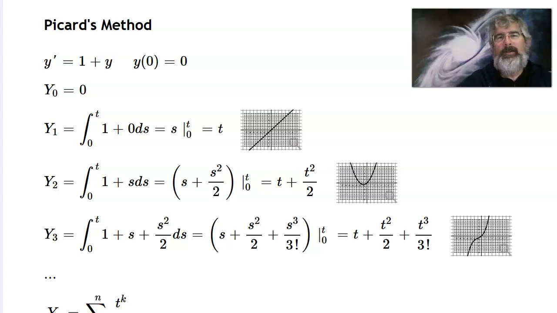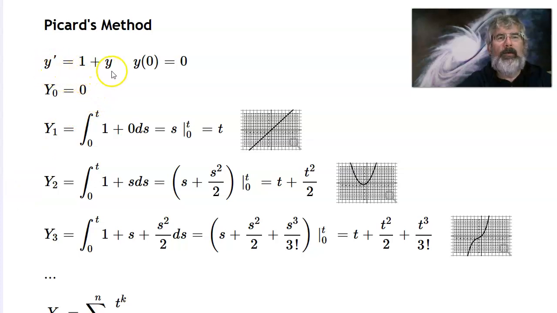In this video, I want to take a look at three examples of Picard's method and use them to not so much solve a differential equation, but generate a sequence of approximations to a solution. And maybe if we can see what the limit is, then maybe we get a solution, but maybe not. Anyway, let's start with this one right here.